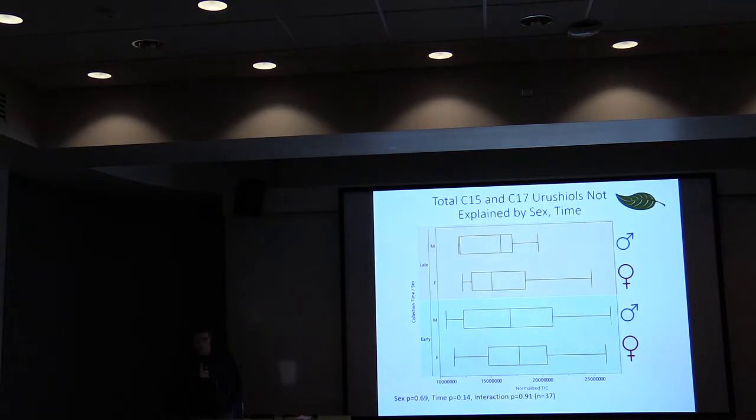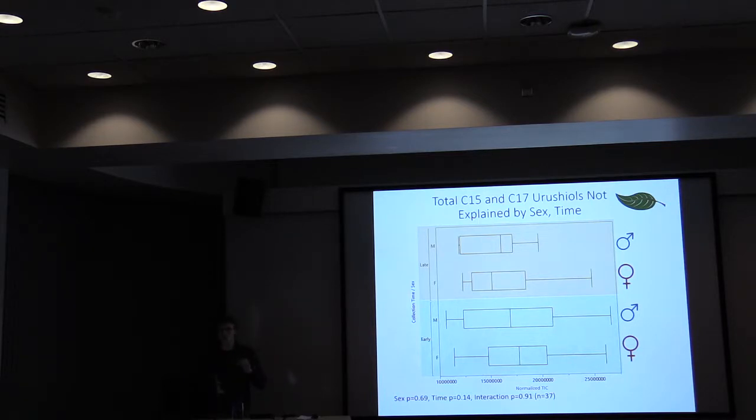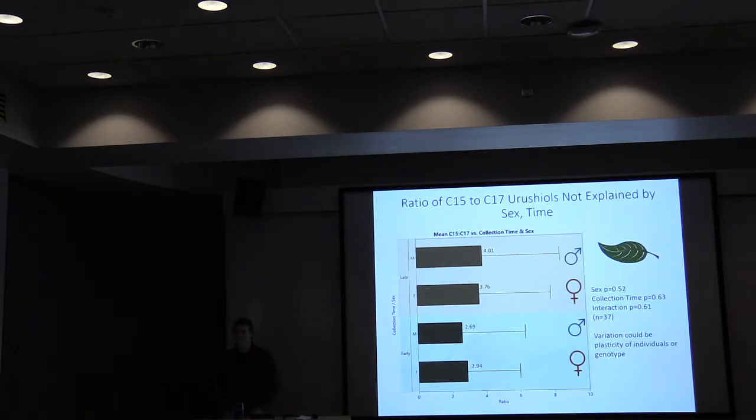Looking first at total C15 and C17 urushiols, this relationship was not explained by sex or the collection time. So for males and females, they were fairly similar. And for the early and late time points, it didn't seem that the total urushiols were changing very much over the course of those 2 months in the leaf tissues, remember. But I was interested mostly in the ratios. So what did that look like? Well, they weren't actually that different.